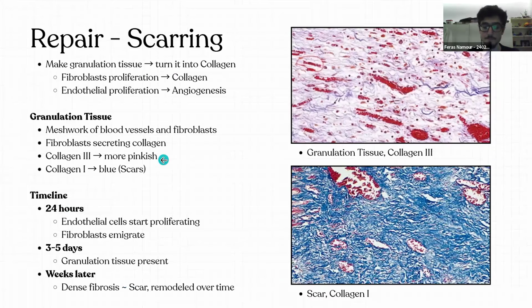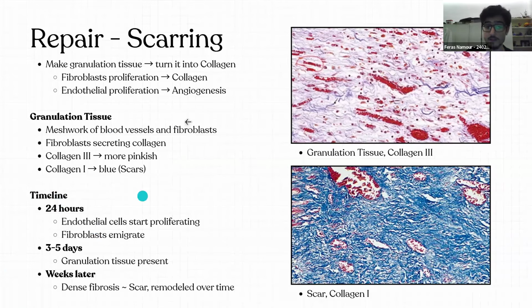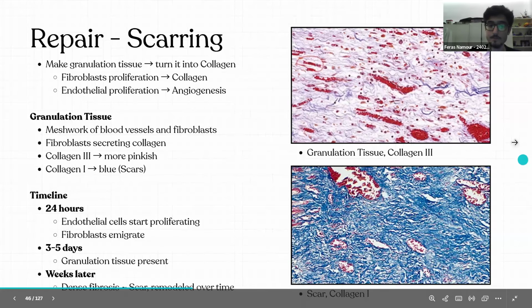Now, what's my timeline? Because this is very important in healing. Healing happens over different days, and there's a timeline you should follow because morphologically, this changes. So let's say over 24 hours, I'm going to have my endothelial cells proliferating, my fibroblasts migrating and coming to the site, and closing up whatever. Then from days 3 to 5 or 2 to 7, I'm going to have deposition of granulation tissue by my fibroblasts. And then weeks later, I'm going to have dense fibrosis. My collagen is going to change from collagen 3 to collagen 1, and it's going to form scar tissue, which is this blue, hard tissue.